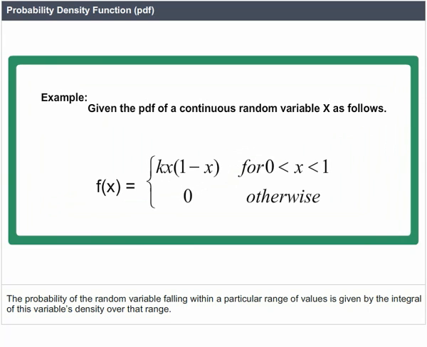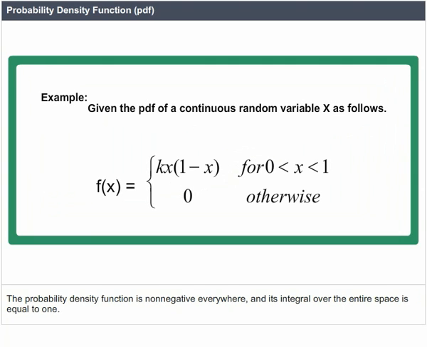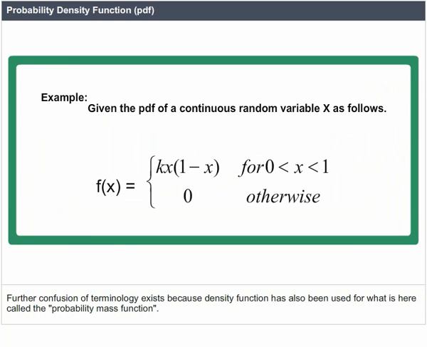Example: given the PDF of a continuous random variable X as follows: f of x equal to kx into (1 minus x) for 0 less than x less than 1, 0 otherwise. The probability density function is non-negative everywhere and its integral over the entire space is equal to 1. Further, confusion of terminology exists because density function has also been used for what is here called the probability mass function. Correlation. Correlation is a scaled version of covariance.